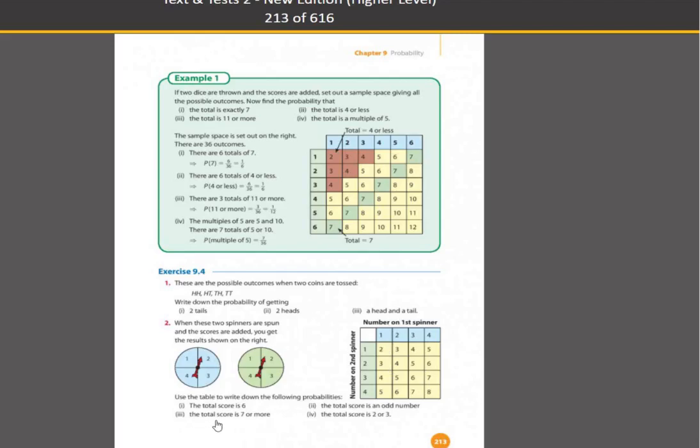So the total score is 7 or more. Again, count within your sample space the frequency of getting 7 or more. Well, there's 3 of them. How many possible outcomes have we? 4 multiplied by 4 is 16. So 3 all over 16, and simplify as much as possible. And that's pretty much your sample space in terms of your frequency table.